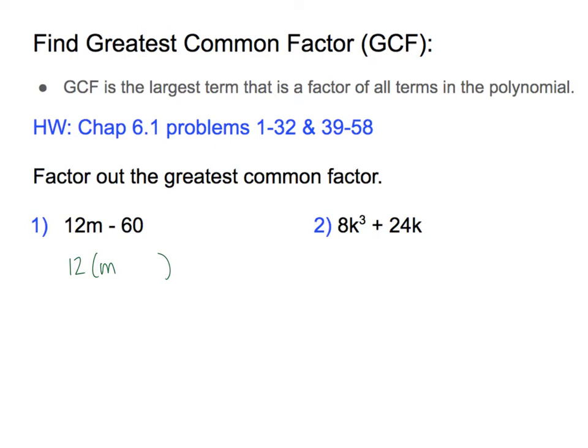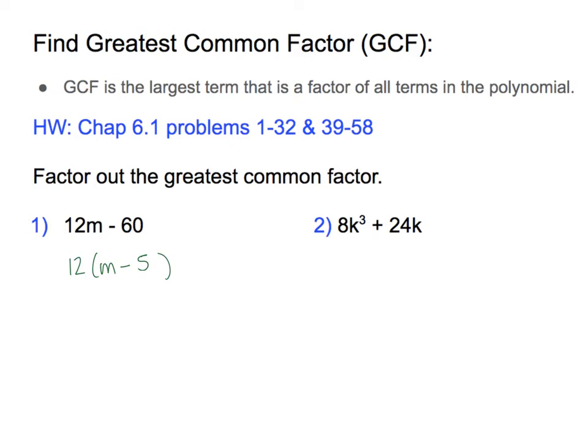And then I'm going to carry down the minus sign. If I divide 60 by 12, that's going to be a 5 left over. So that means that in this parentheses, I have in the first term left over an m, and the second term here, a negative 5. And then the 12 gets to sit out here. So what you're doing is creating parentheses to show what is left over.